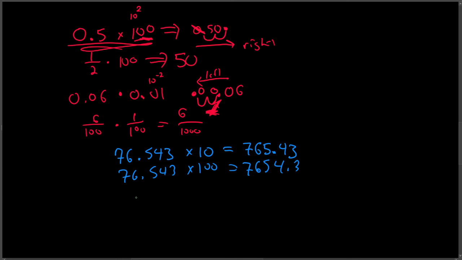And let's do a similar thing with fractional or small powers of 10. So we're going to multiply this by 1/100th. So that's 2 decimal places over. So I'm going to move 2 decimal places to the left.